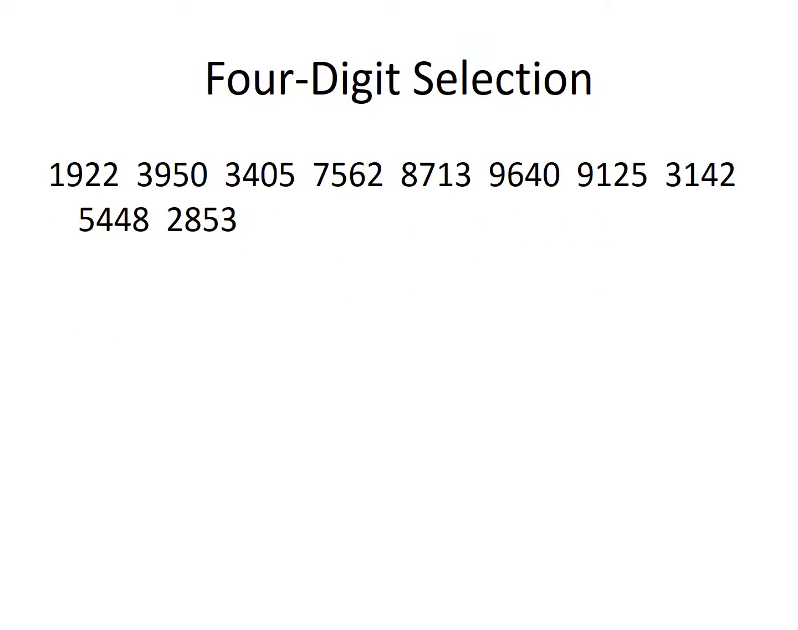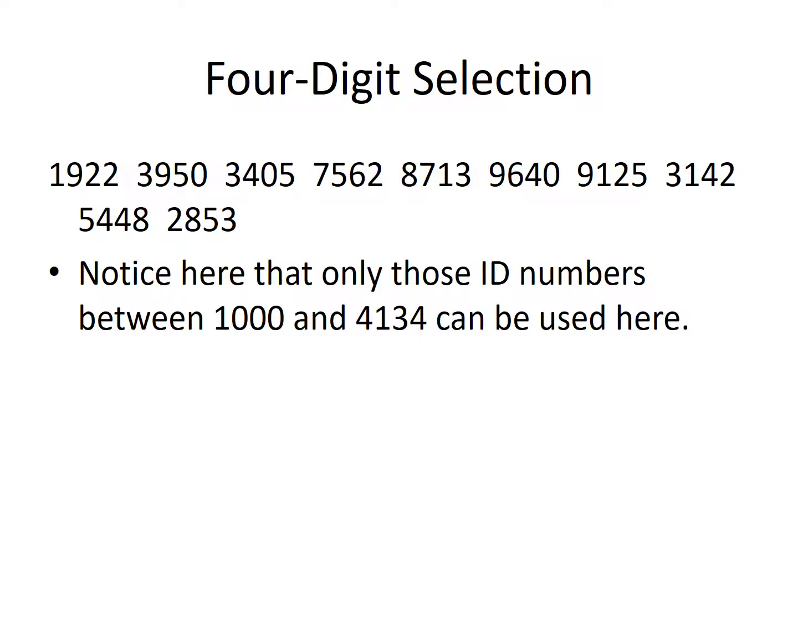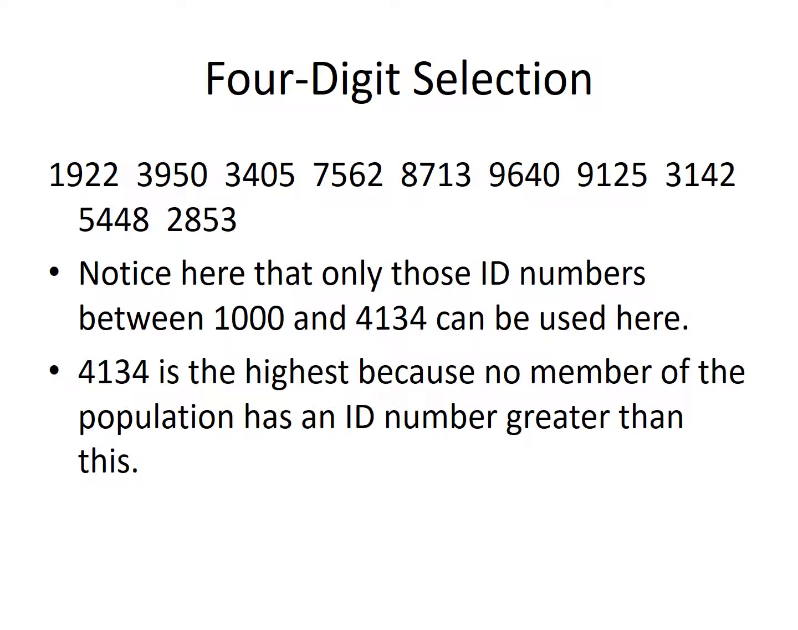4-digit selection. Here we have broken up the row into groups of 4 digits. And here we see that we can only use ID numbers between 1000 and 4134. 4134 is the highest because no member of the population has an ID number greater than this. But again, this is not a simple random sample.